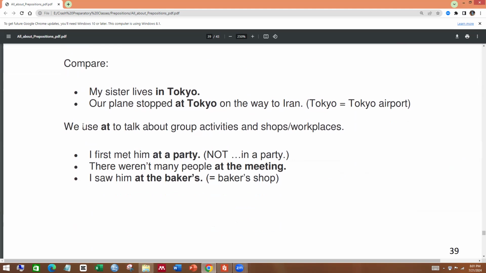We use at to talk about group activities, in shops and workplaces. I first met him at a party, not in a party. There weren't many people at the meeting. I saw him at the baker's shop.